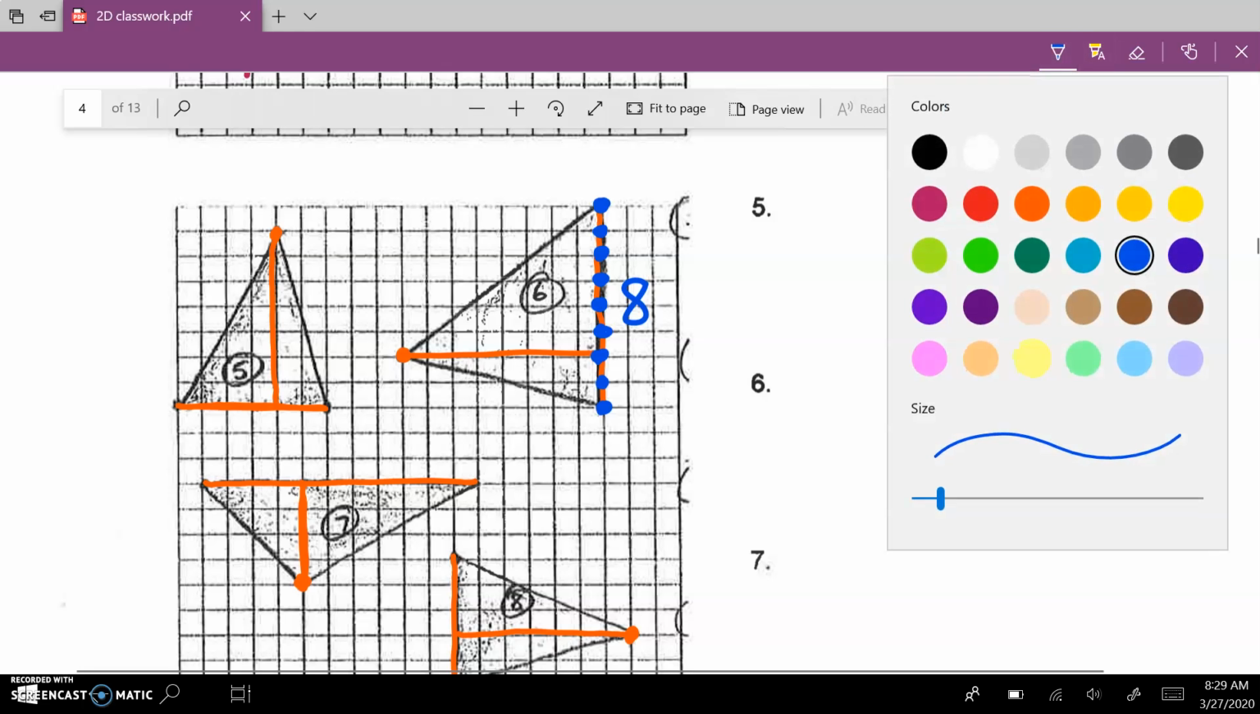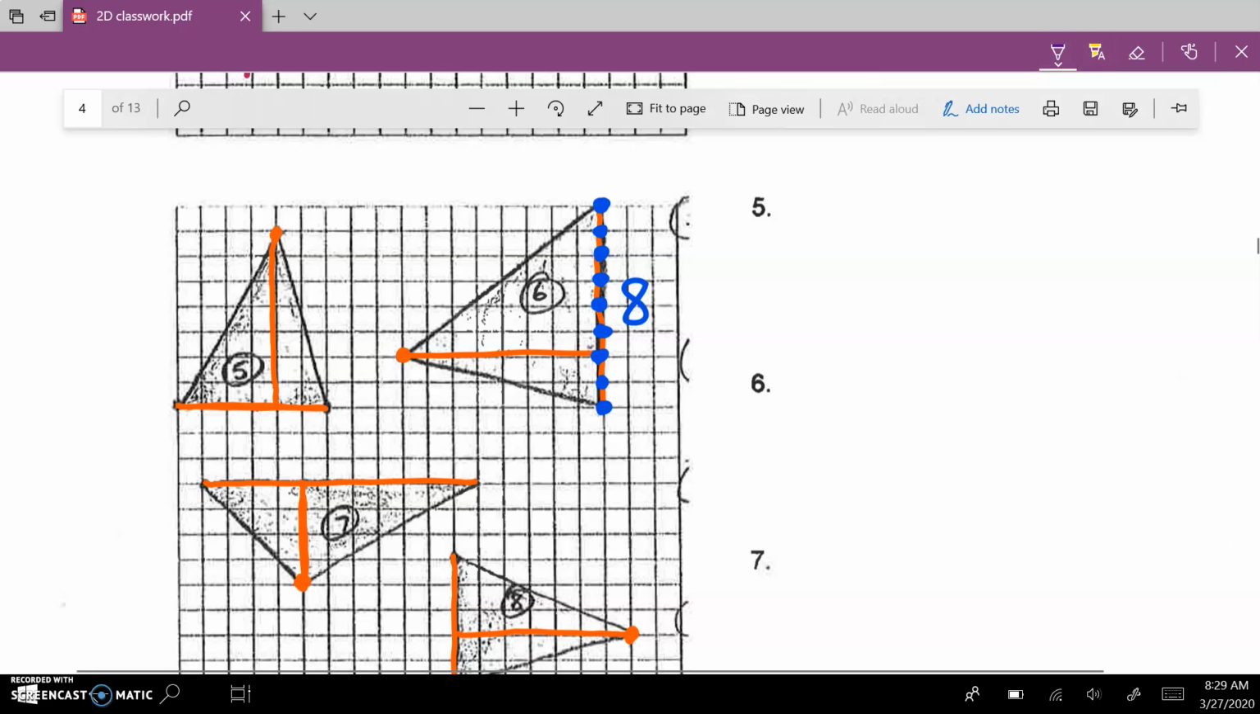Now my height, I'm going to do in a different color. If I start all the way at the left here, I've got 1, 2, 3, 4, 5, 6, 7, and 8. Don't forget that last one. So again, this is also 8.